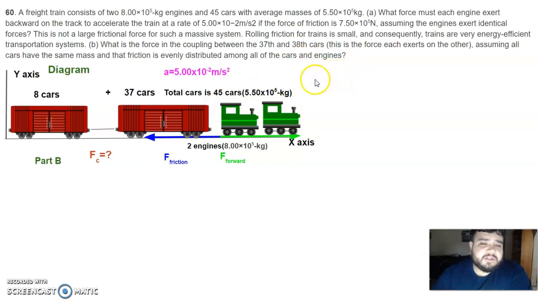So if there's 45 cars total and let's say there are 8 remaining at the end, we know that there's 37, or 45 minus 37 is 8 cars. That's how we get that information.